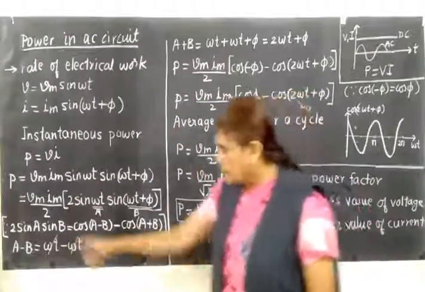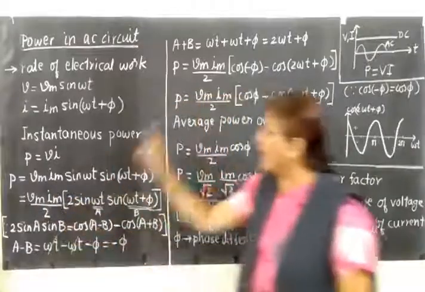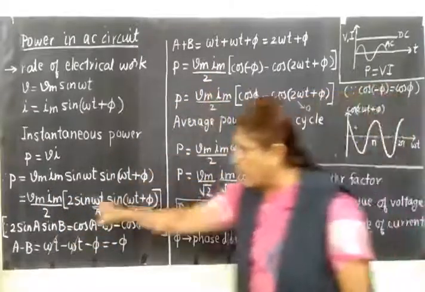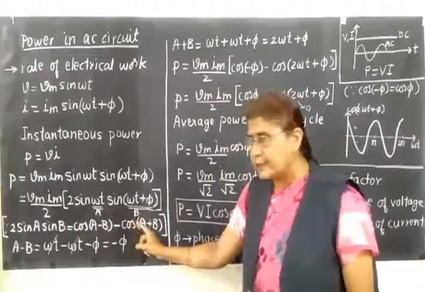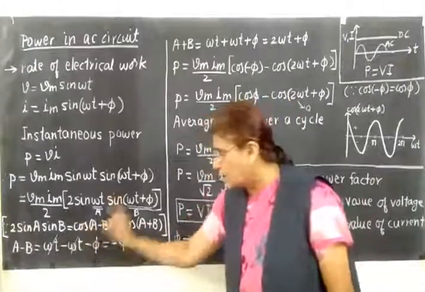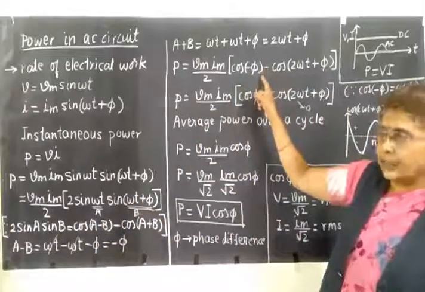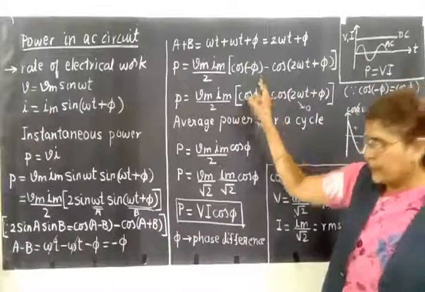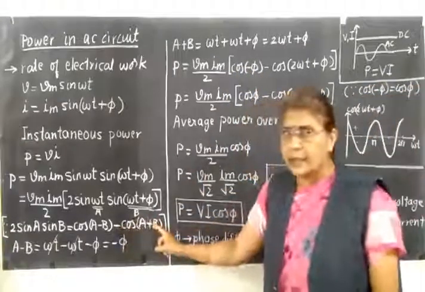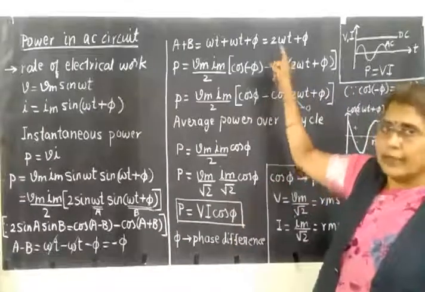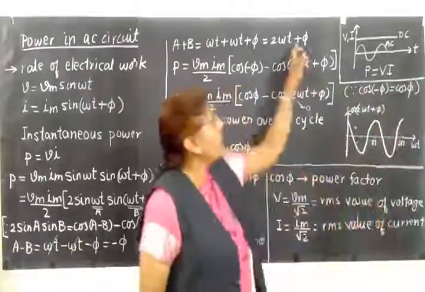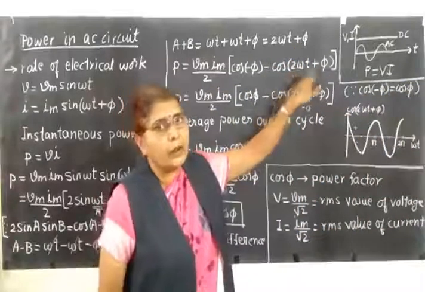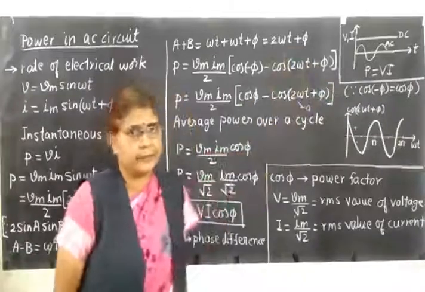So, here this coefficient Vm Im upon 2 stays as it is. For the bracketed quantity, we are using this relation. So, you have to write first cos of the difference. So, cos of the difference is minus phi. So, it is cos of minus phi. Then, minus cos of the sum. So, minus cos of sum. What is the sum? 2 omega t plus phi. So, I have written it here: 2 omega t plus phi.